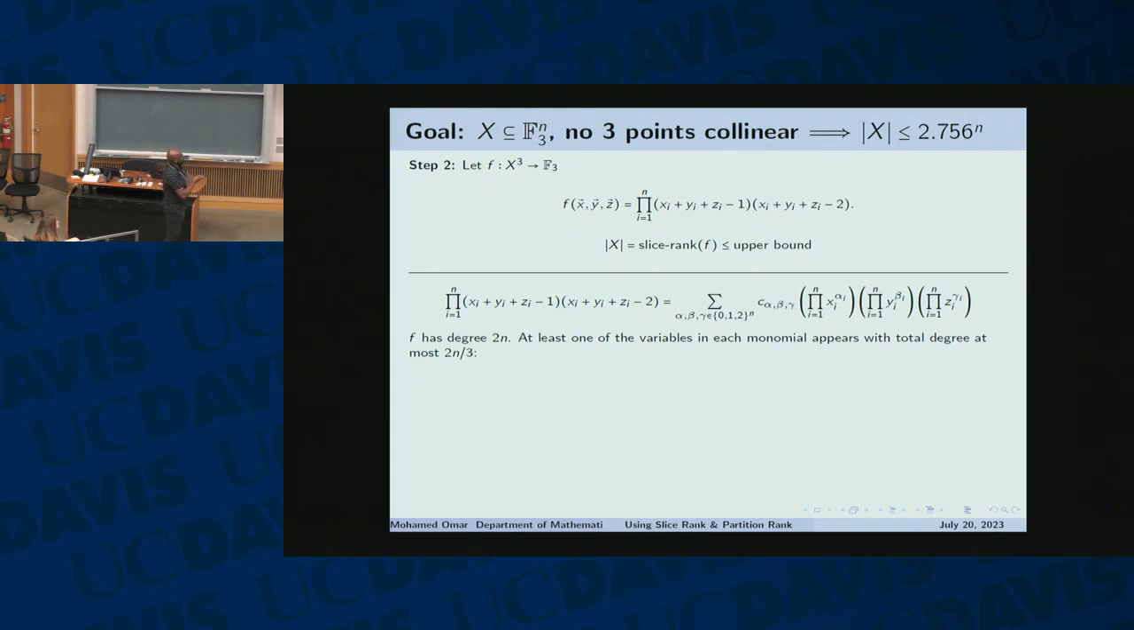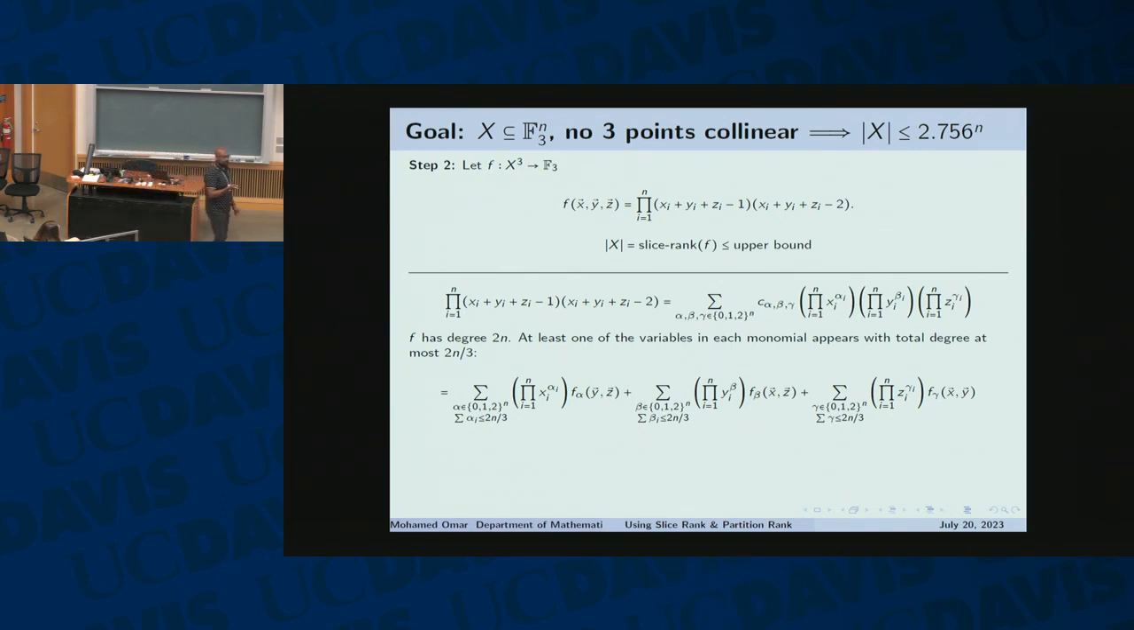So in these 3 vector variables x, y, z, at least one of the variables in each monomial appears with total degree at most a third of them, right? So you sort of pull those out and you get something like this. So you take the summands where the x variables have degree at most 2n over 3, take those out, and the rest of the thing that you multiply this by will be in the vector variables y and z. And then you do the same thing with each of the other ones, right? Yeah?